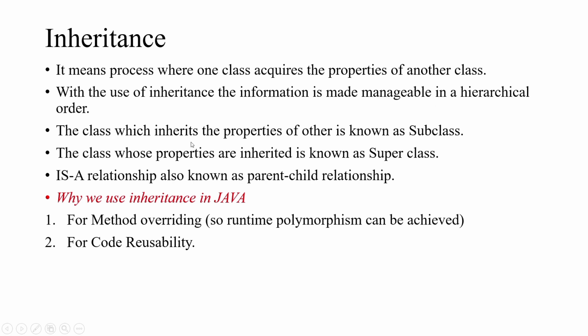The class which inherits the properties of another is known as the subclass, and the class whose properties are inherited is known as the superclass. Basically, in inheritance there are two classes. First one is the superclass and second one is the subclass. Superclass means the class whose properties are inherited by another class, and subclass means the class that inherits the properties of the superclass. It is an easy relationship. It is also known as a parent-child relationship.